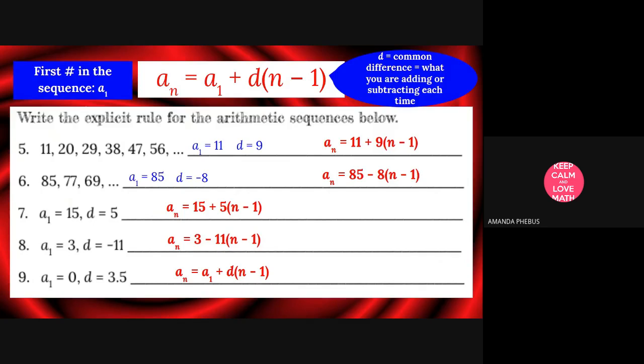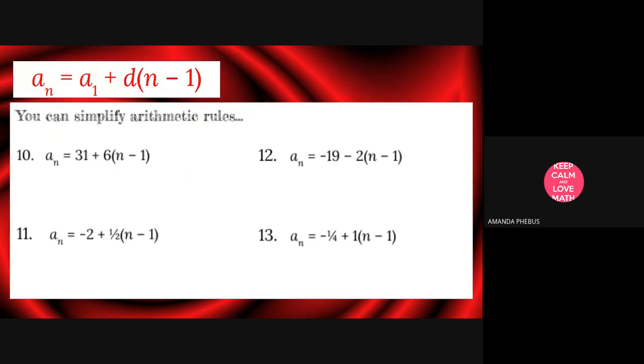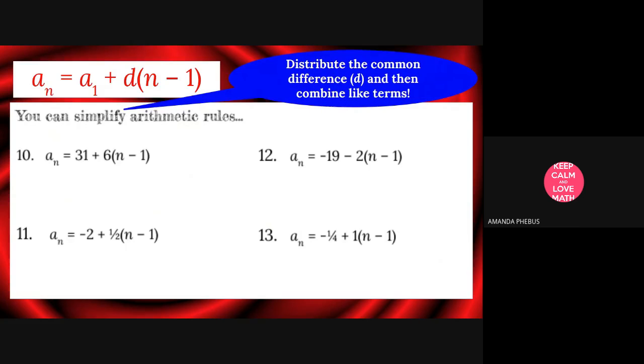And then for number 9, we're going to plug in a 0 for a sub 1 and a 3.5 for our common difference. Now, because there's a 0 already there, we could just write this as a sub n equals 3.5 times n minus 1. All right, so you can simplify these rules, and sometimes you will need to. So there are 2 steps. First, you're going to distribute the common difference, and then you're going to combine like terms.